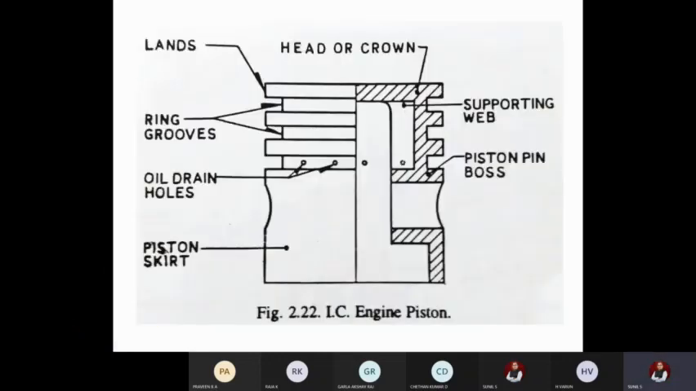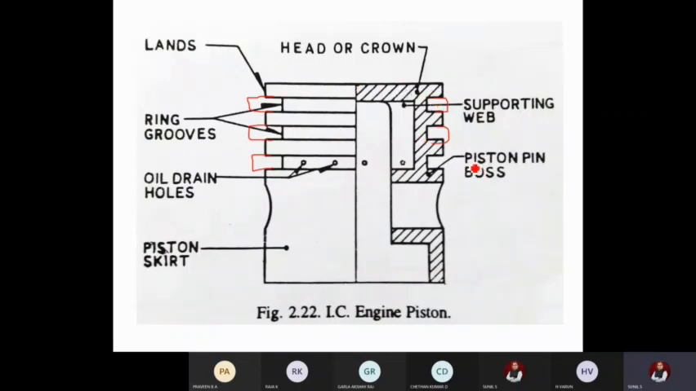So this sketch will be helpful from the exam point of view. You can see here there are 3 slots. In the first one you can fit the compression ring. Here again, compression plus oil control. Here there will be an oil control ring. So 3 rings can be fit like this. The region below these rings is called the skirt. In the third ring there will be oil draining holes. If any oil blockage is there, it will be sent back. And this is the crown, the topmost region.